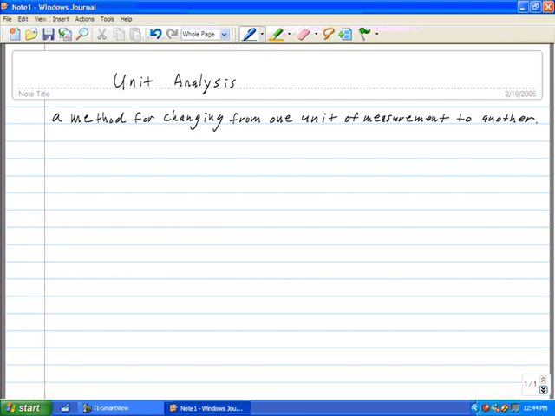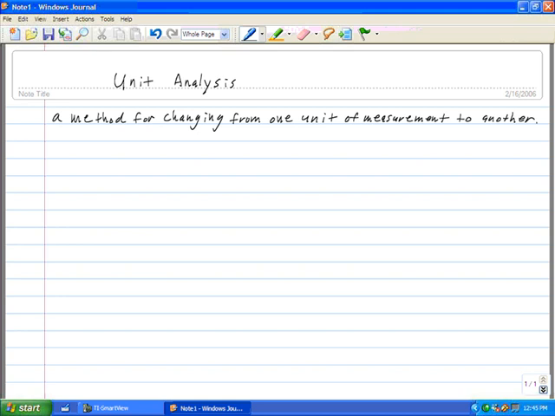I now want to do an overview of something called unit analysis, which also can be called dimensional analysis. But whatever name you want to use for it, all it is simply a method for changing one unit of measurement to another. It is used a lot in biology, in chemistry, in mathematics, and it's also used in the math that nurses use a lot when they're converting or doing their measurements for their drug conversions.